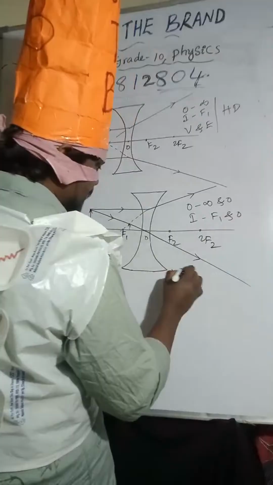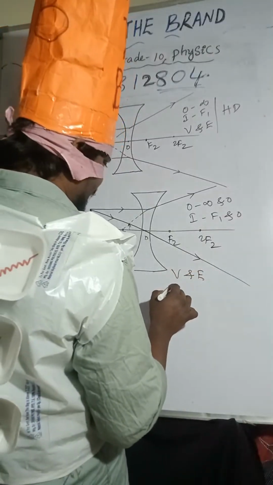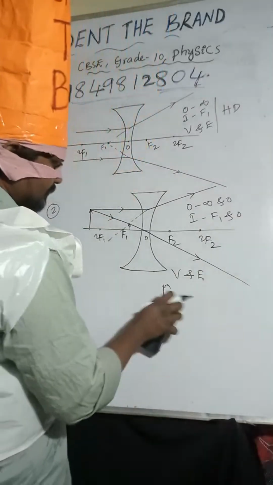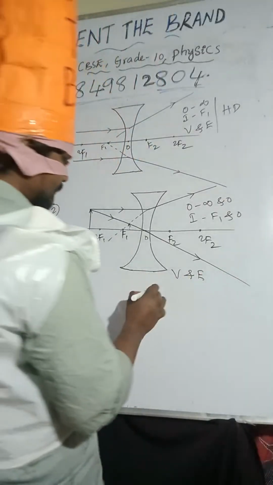Nature of the image is virtual and erect. Size of the image is diminished. So it's not highly diminished. Okay.